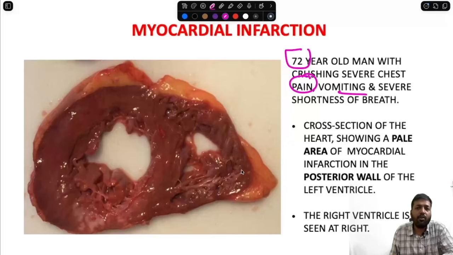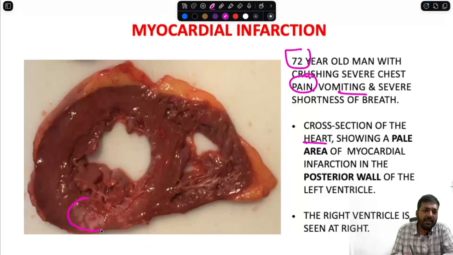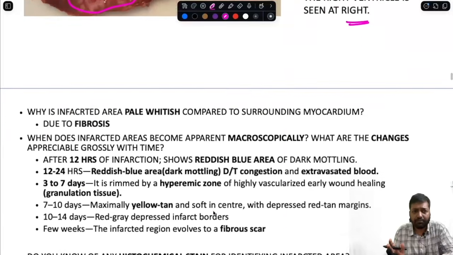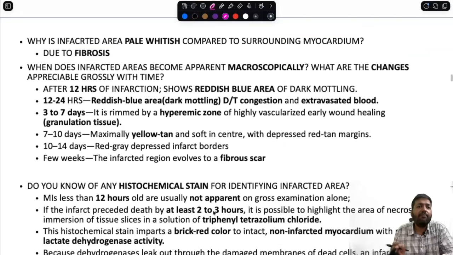So over here what you can see is a cross section of the heart showing a pale area. Can you see certain pale areas over here? A pale area of myocardial infarction in the posterior wall of the left ventricle. The right ventricle is seen, as you can see over there on the right hand side. So it is a case of myocardial infarction. Why is the infarcted area pale white compared to the surrounding myocardium? Due to the fibrosis.